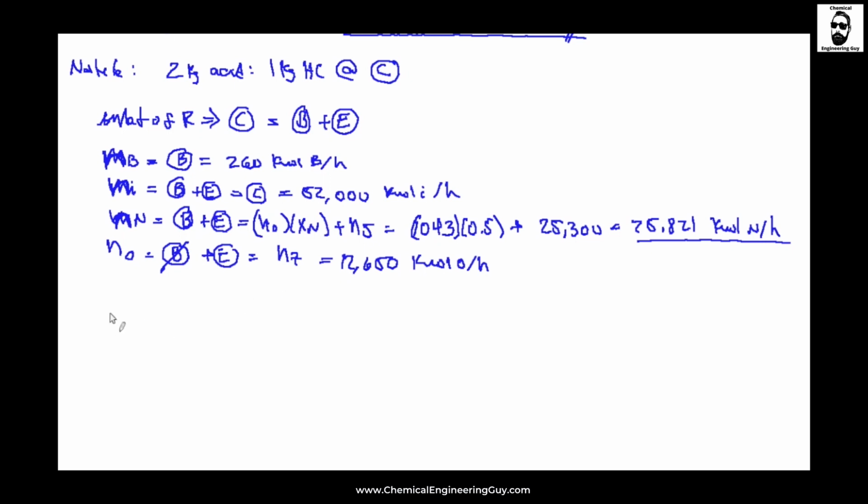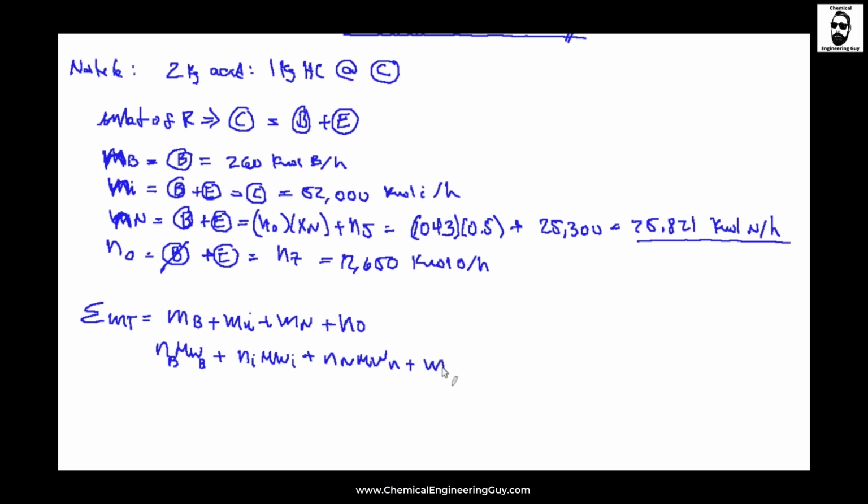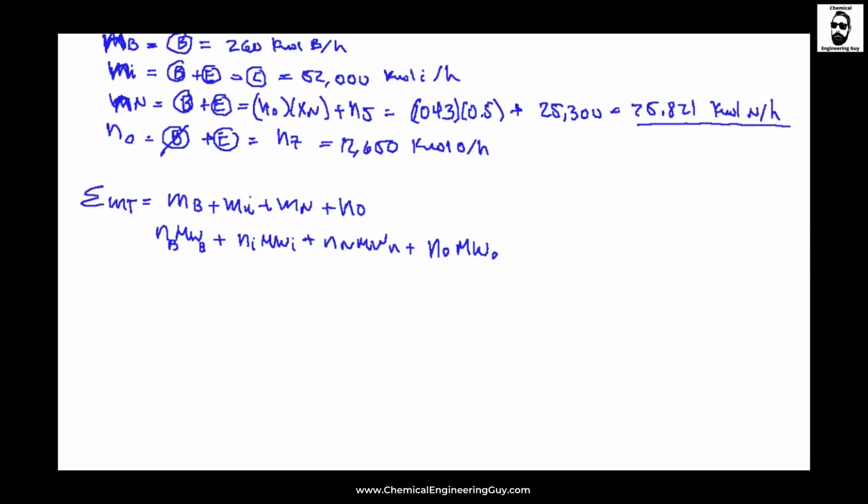So good, we have all our moles, but we need the total mass. How do I get total mass? It is mass of B plus mass of I plus mass of N plus mass of octane. How do I get this? It is moles of B times molecular weight of B, plus moles of I times molecular weight of I, plus moles of N times molecular weight of N, and moles of octane times molecular weight of octane. I have everything to do this, so let's do it.